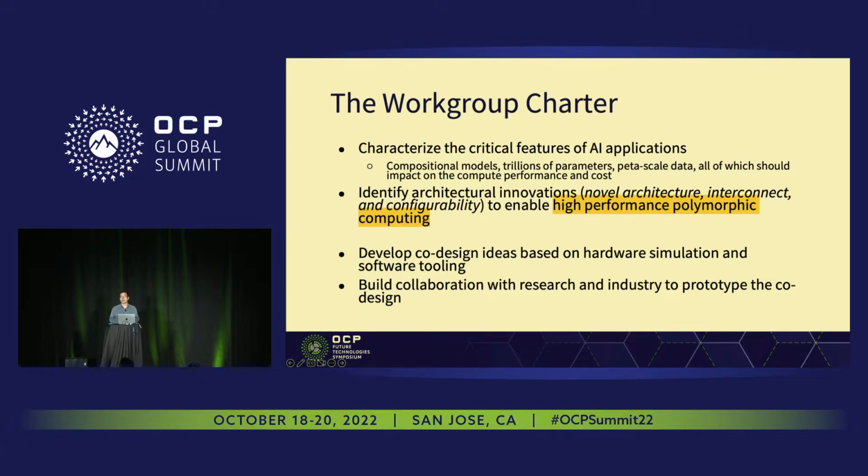We also want to identify architecture innovations, for example, novel architectures, interconnect, and configurability, to enable so-called high-performance polymorphic computing. In this afternoon's breakout session, we are going to present the details of what we call polymorphic architecture for future AI applications. We welcome everyone to attend that breakout session, and we'll explain the details of exactly what we are trying to do here.